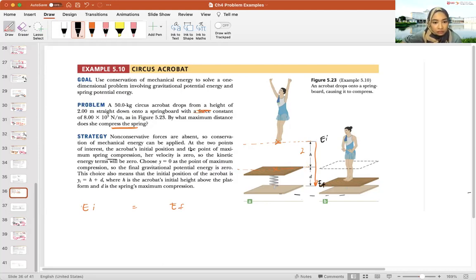What else? At the 2 points of interest, the Acrobat's initial position and the point of maximum spring compression, her velocity is 0. So they are telling us VI is equal to 0 here sebab dia baru nak mula. I know it looks weird, tapi kita akan anggap dia terjun daripada some board. So dia terjun, so kita akan start with KE equals to 0, tapi UG akan ada some value. So KE is 0 there, and when it reaches this board, dia duduk atas board tu kan, ataupun dia berdiri atas board, she's not moving anymore, she's stopped. So dia orang cakap KE can be 0 here too.